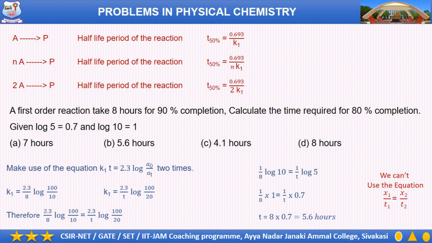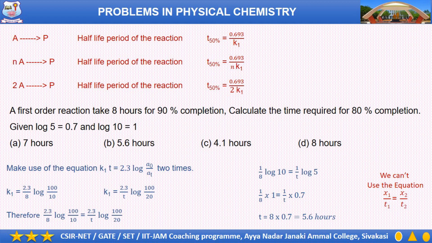For 90% completion, the time taken is 8 hours. And since percentage is given, initially 100% is present. 90% is completed, therefore what is the amount left? It is 10%. This should also be equal to K1, because it is the same first order kinetics.